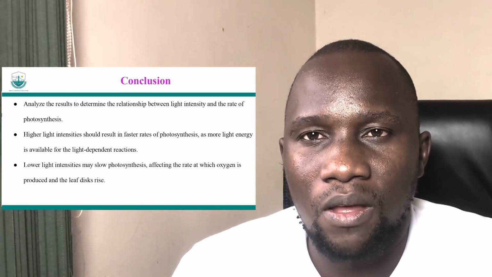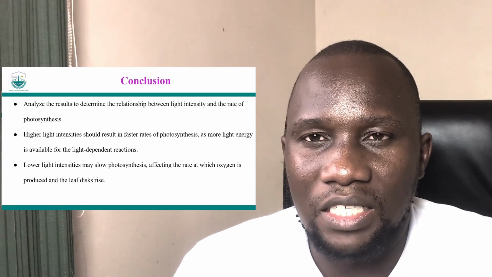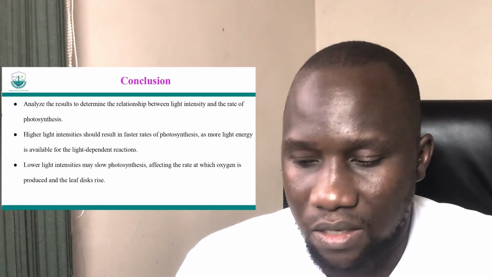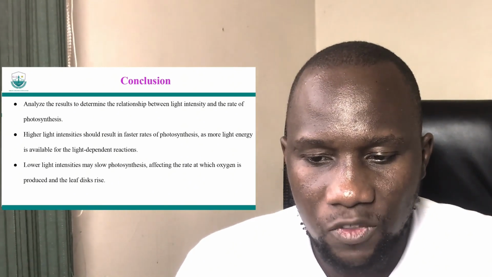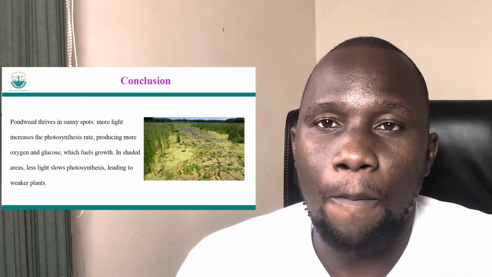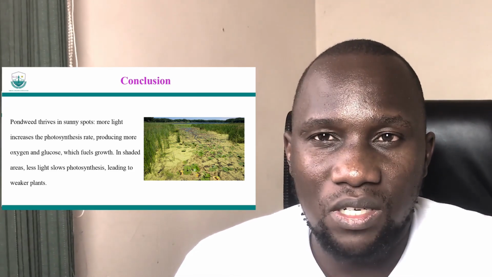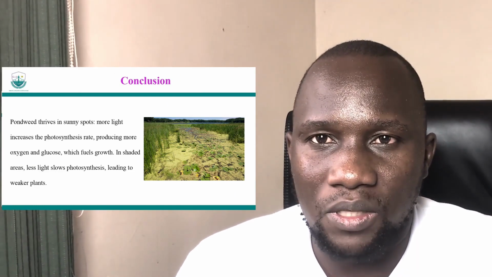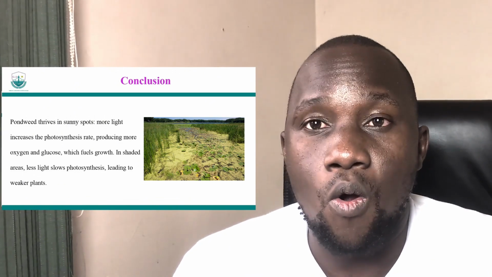This is so because in the process of photosynthesis, we have what we call light-dependent reactions. That means that these reactions cannot happen if you don't have sufficient light. That's the same logic for why pond weeds that are under the shade are not growing vigorously compared to those that receive ample sunlight. It's because their rate of photosynthesis is limited because of the limited supply of light.